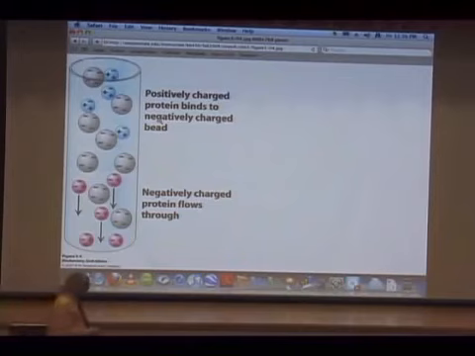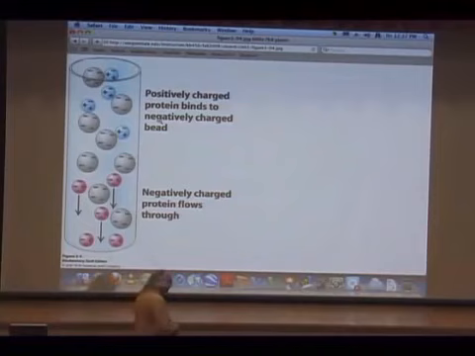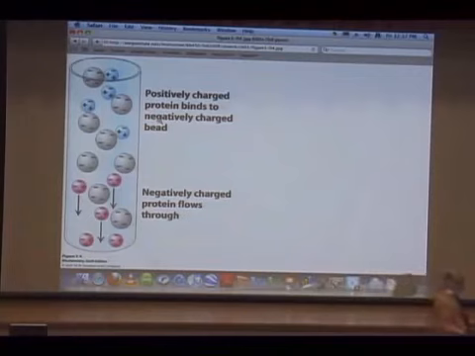A cation exchange column will bind to positively charged ions. It will push negatively charged ions through. So the positives will come through last. The negatives will come through first on a cation exchange column.